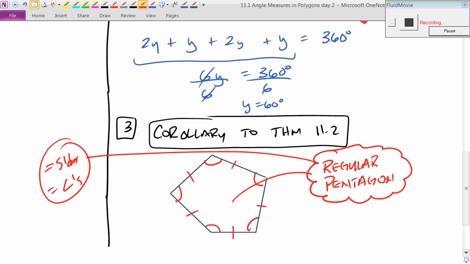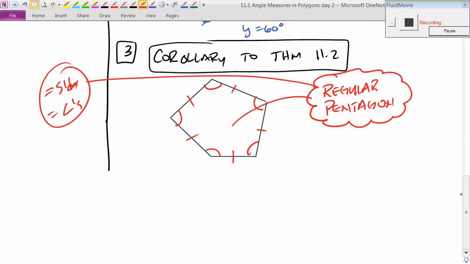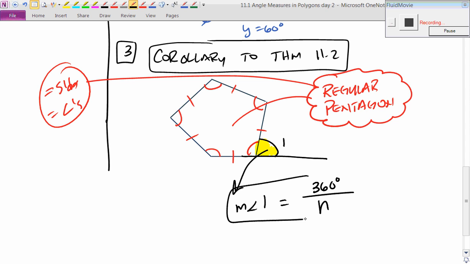So the corollary to theorem 11.2 says if you've got a regular pentagon or a regular polygon, it doesn't have to necessarily be a pentagon. If you have a regular polygon and you extend one of the sides to create an exterior angle, and we'll call this angle 1 right here, then the measure of that exterior angle, the measure of angle 1, is just 360 degrees divided by the total number of sides that you have. So in this case, I had 5, right? So I would take 360 degrees and divide it by 5, which would give me how much?